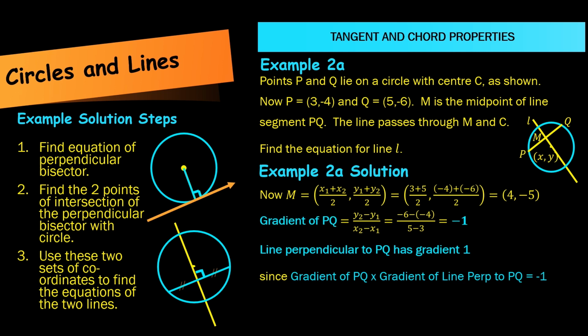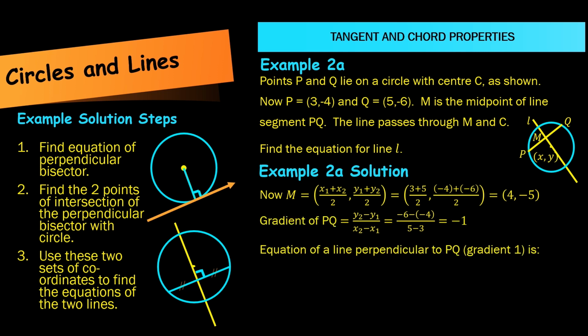The line perpendicular to PQ has gradient 1, since the gradient of PQ times the gradient of the line perpendicular to PQ is equal to -1. The equation of a line perpendicular to PQ with gradient 1 is y - y1, which for our example is y + 5, equals m(x - x1), which is equal to 1 times (x - 4), as shown. And tidying up gives us y = x - 9.